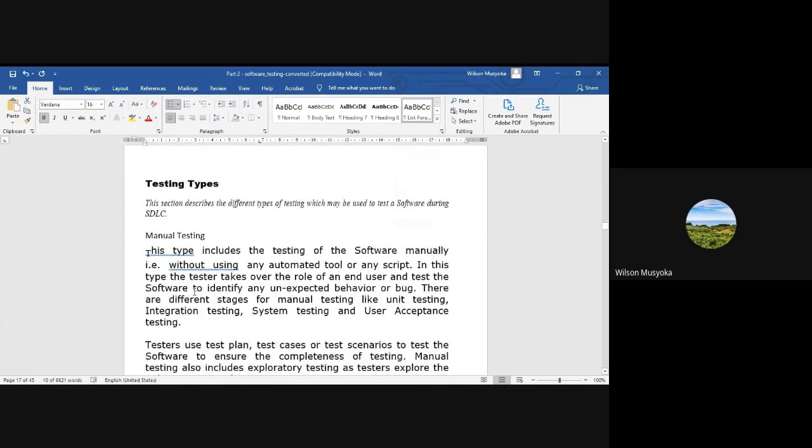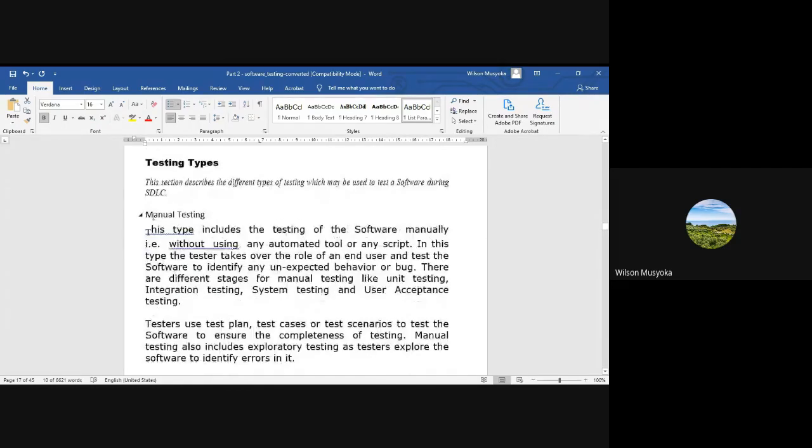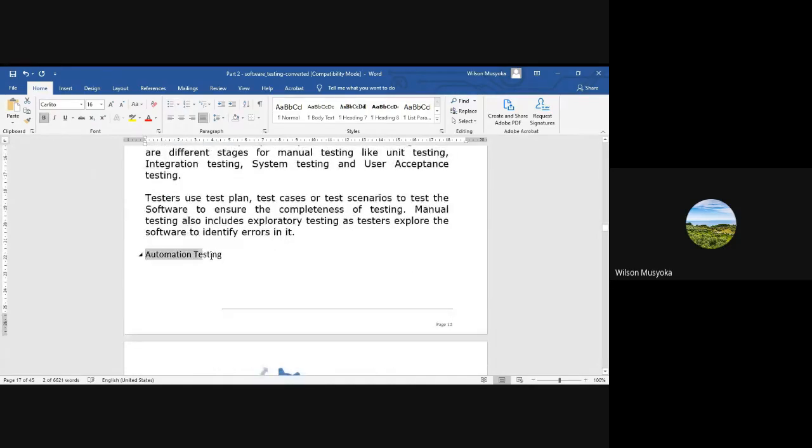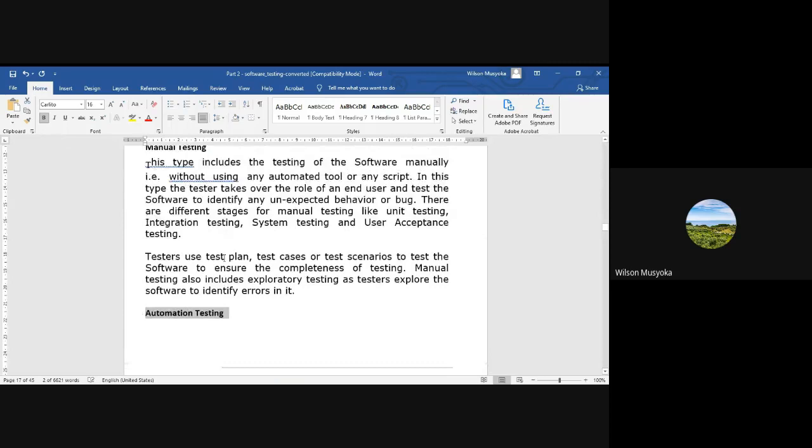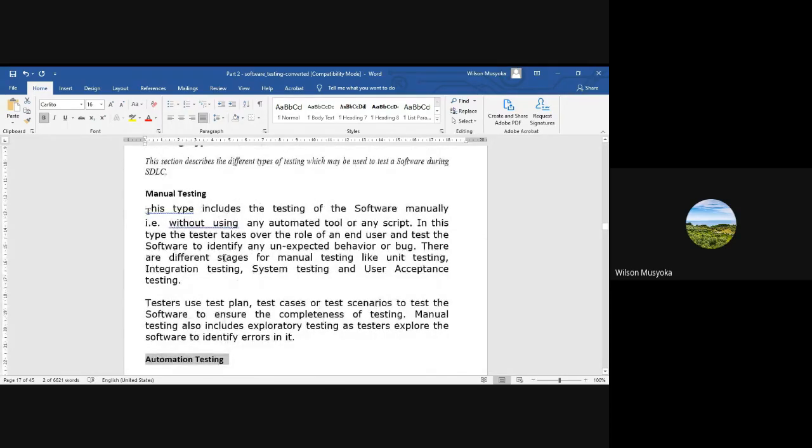Then let us go to the different testing types. We normally have two types of testing. One of them is manual testing, and the other one is automation testing. When we are talking about software testing which is manual, we are looking at it without using any automated tool or any other software, because automation testing is scripted, or there are guidelines or instructions on how the testing is going to be carried out.